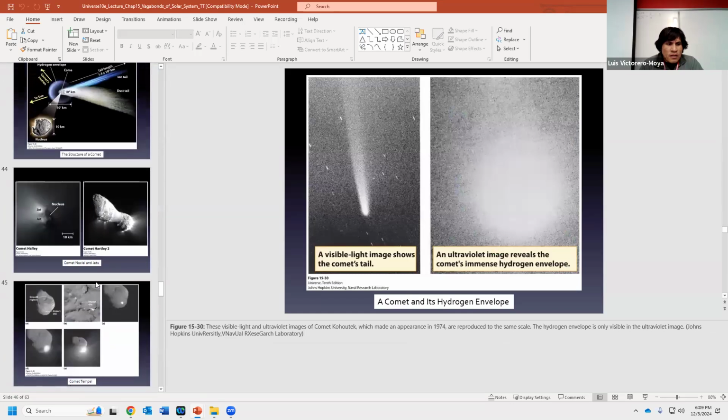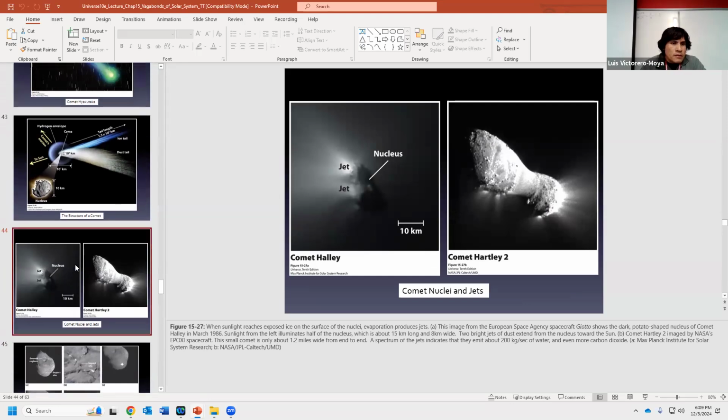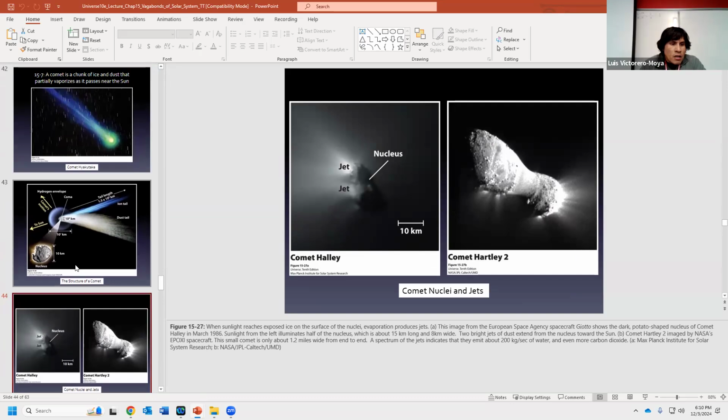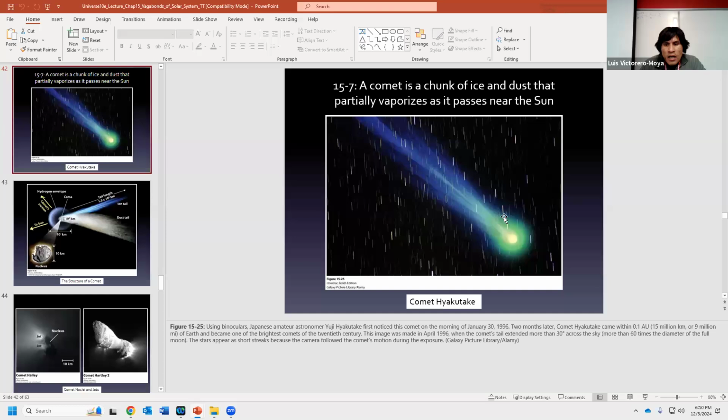You have comets in here, different types of comets. We can analyze a comet by looking at the nucleus of the comet, and then you're looking at the jets that are being released as they approach the sun. Now, the comet's tail, right, is not necessarily as short as you see in this picture here, right?